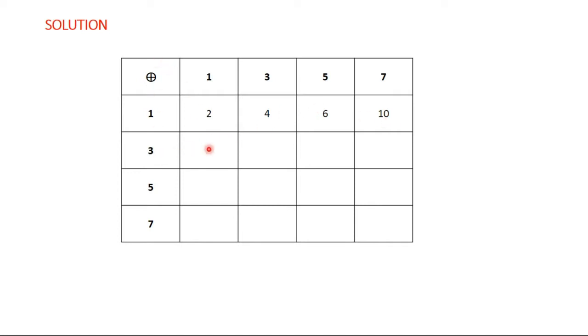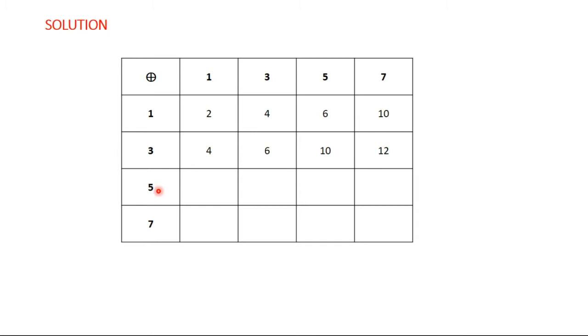3 plus 1 is 4. 4 in base 8 is 4. 3 plus 3 is 6. 6 in base 8 is 6. 3 plus 5 is 8. 8 in base 8 is 1 remainder 0. 3 plus 7 is 10. 10 in base 8 is 1 remainder 2.